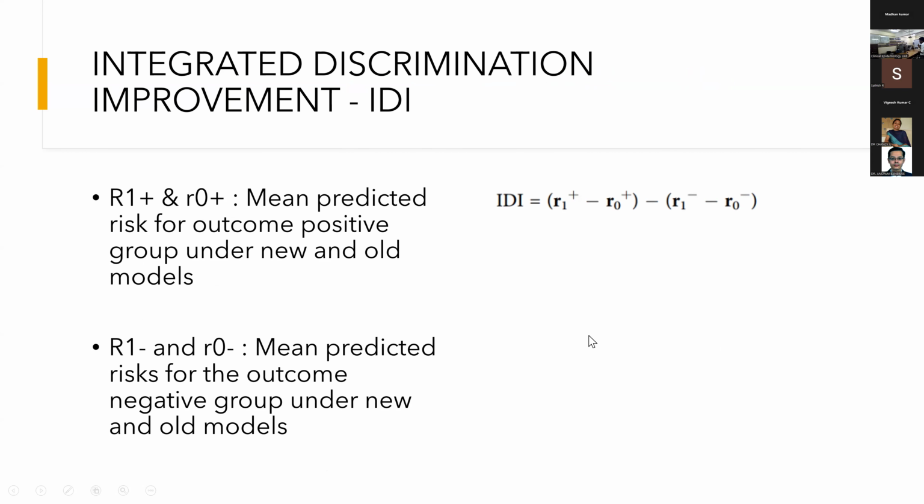And here, instead of proportion per se, we'll be looking at the mean predicted risk for an outcome positive group under the new and old model, and we'll be subtracting it from the mean predicted risk for the outcome negative group under the new and the old model. Here, R1 stands for the new model, R0 stands for the old model, and plus stands for the outcome positive individuals, and minus stands for the outcome negative individuals.